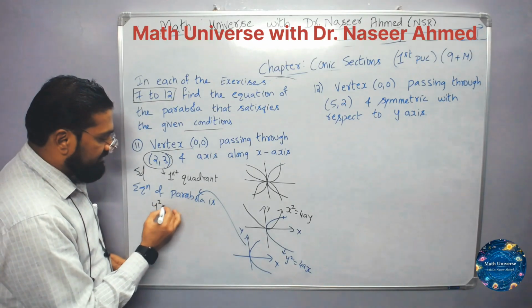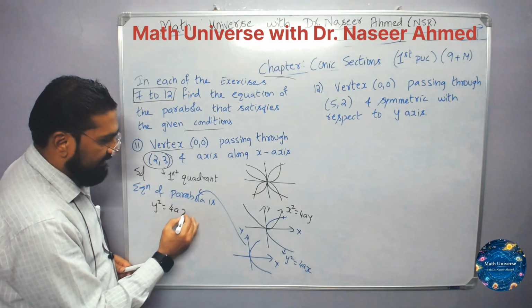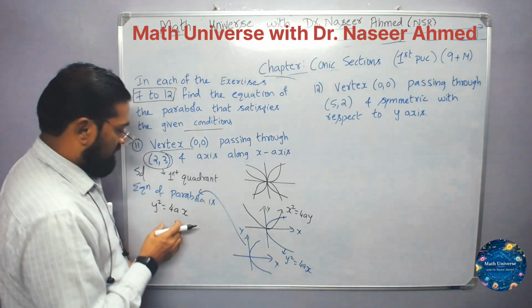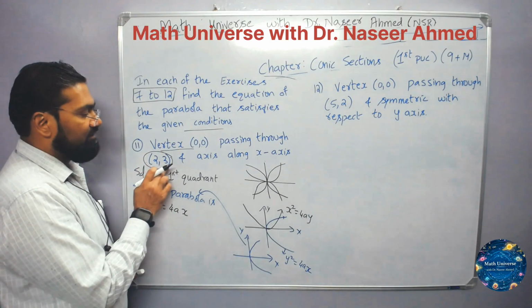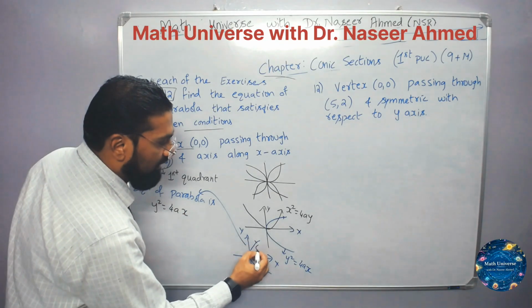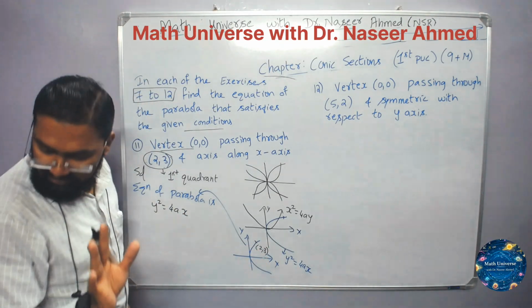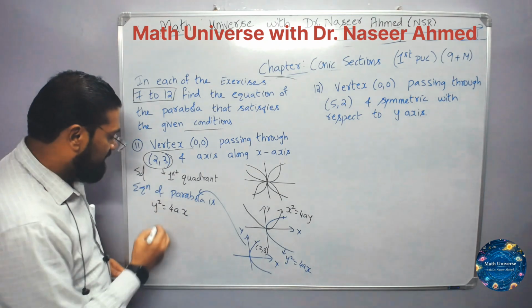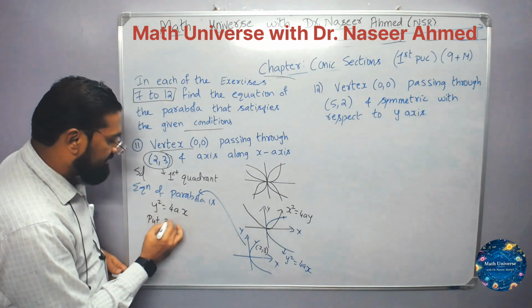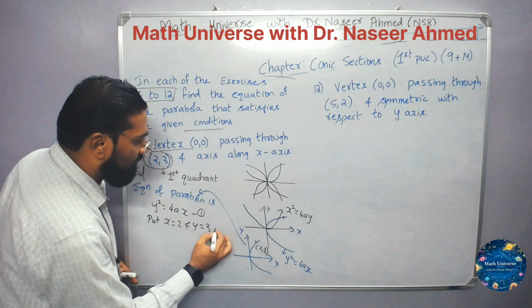Y square is equal to 4ax. Now I want a value, so x value and y value I can substitute here. Reason: this is a point on the parabola. Any point lying on the parabola should satisfy the equation. So put x is equal to 2 and y is equal to 3 in equation number 1.